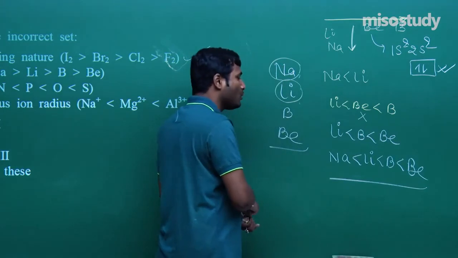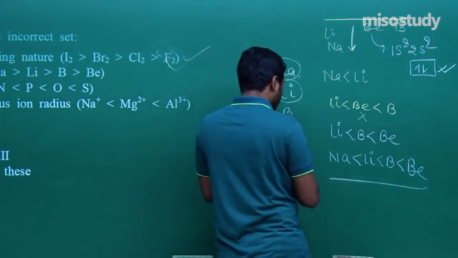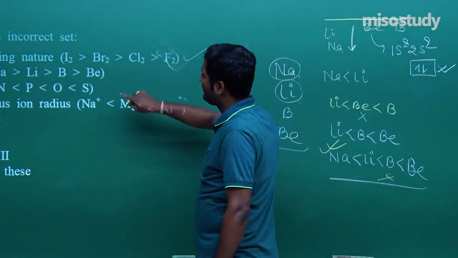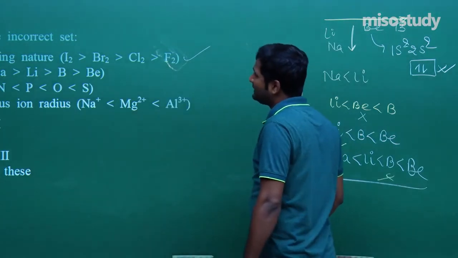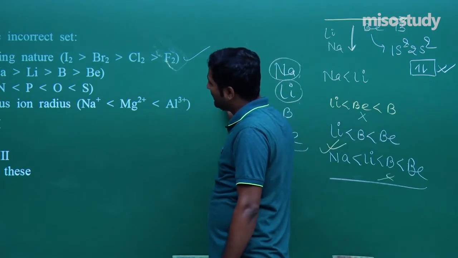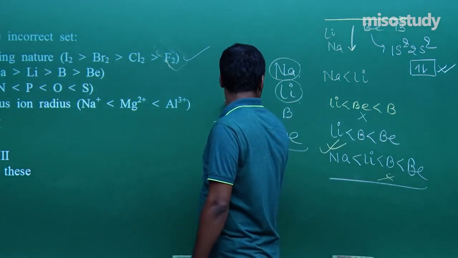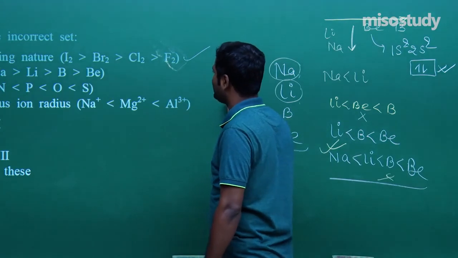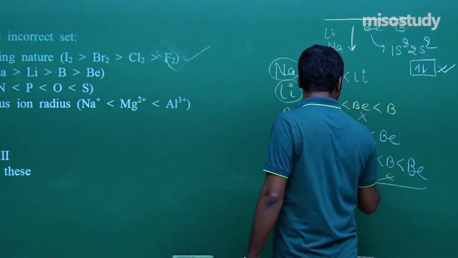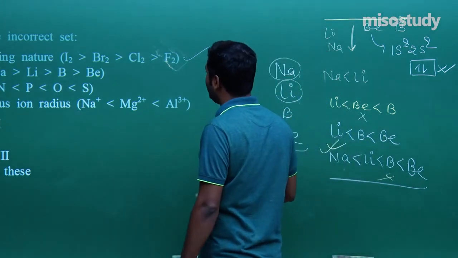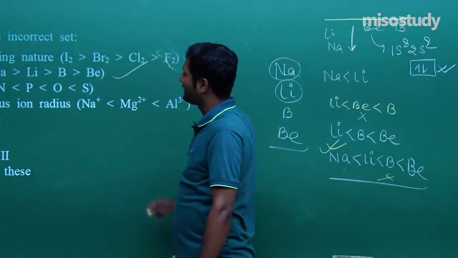I think now you can easily solve such questions. This is the correct order. Now check out: sodium, lithium, boron and beryllium. The order of ionization energy given here is sodium, lithium, boron, and so this is not a correct order. So this is also an incorrect set.